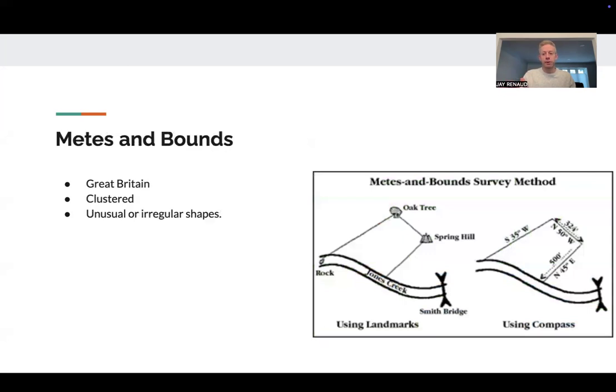Metes and bounds, Great Britain, how they would do this to outline somebody's boundaries. They'd use that tree over to that hill, over to that river, over to that fence, and that was somebody's land ownership. It created unusual, irregular shapes, but created clustered patterns. This was instituted by Great Britain, so this would be something that you'd see out east on the East Coast of the United States.